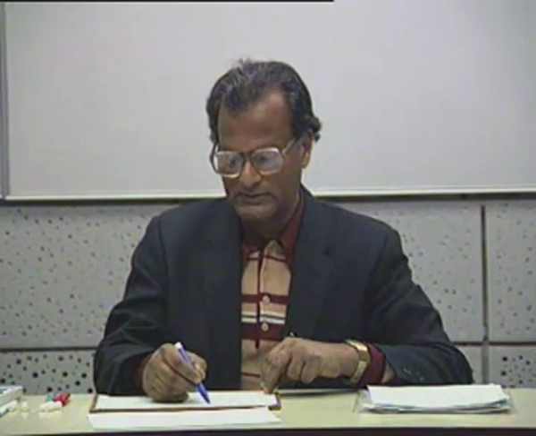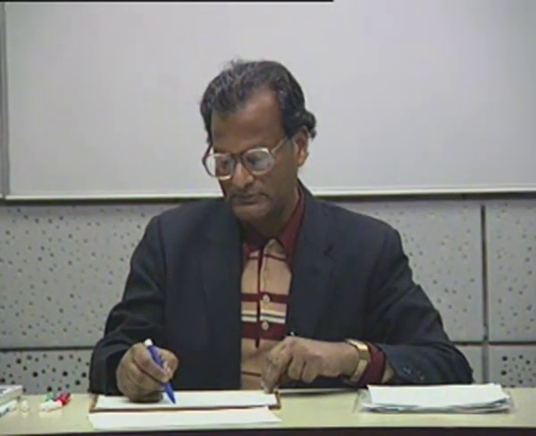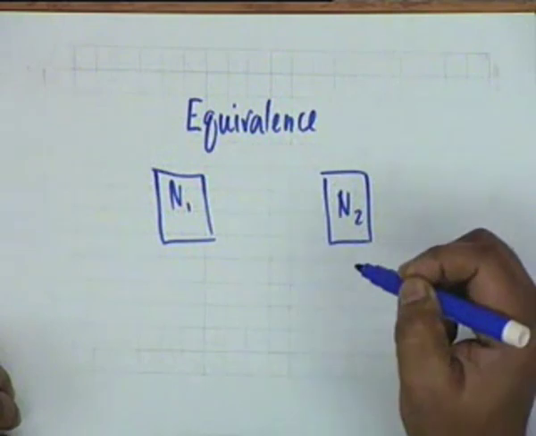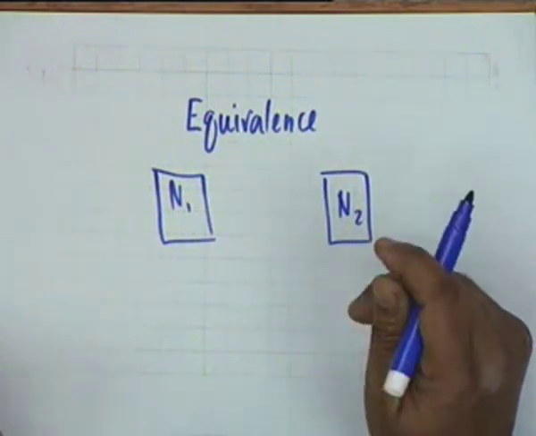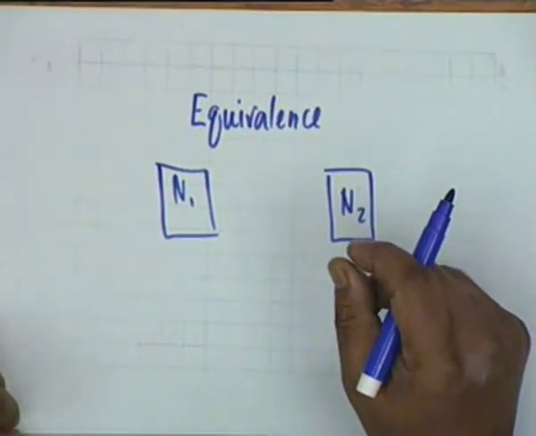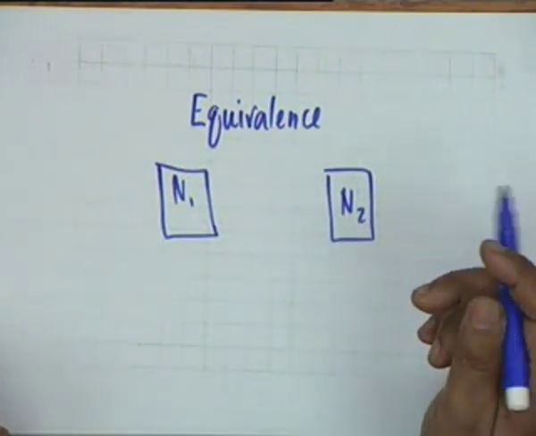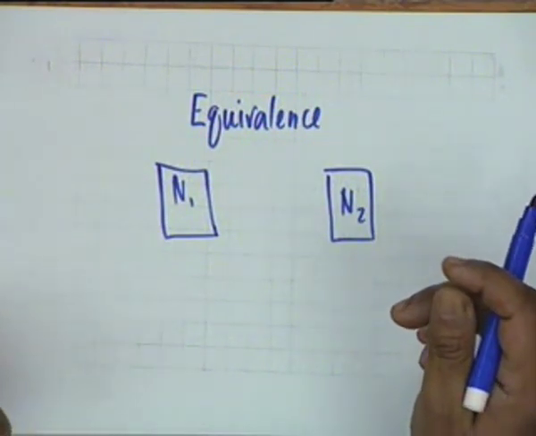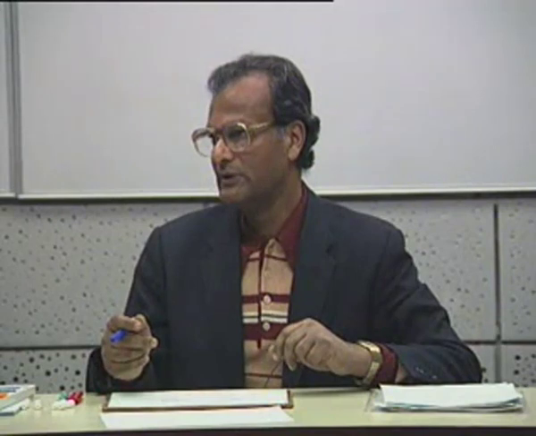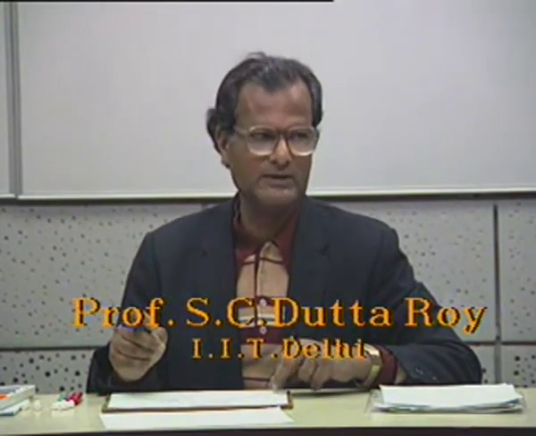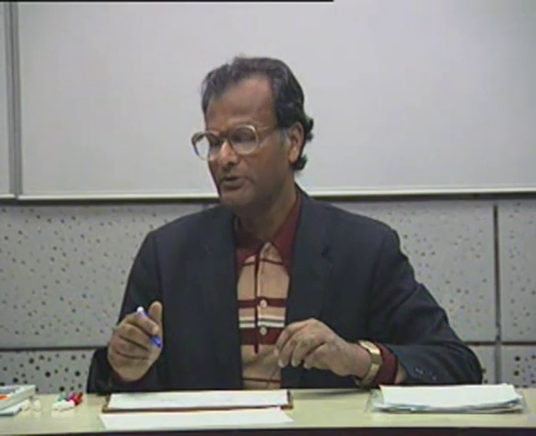Both of these theorems, Thevenin's and Norton's, have something to do with equivalence of networks. That is, two networks N1 and N2 are said to be equivalent if their terminal behaviors are the same. The terminal behavior of a network is characterized by its voltage current relationship. If the voltage current relationships of two networks N1 and N2 at the terminals are the same, then the networks are said to be equivalent.